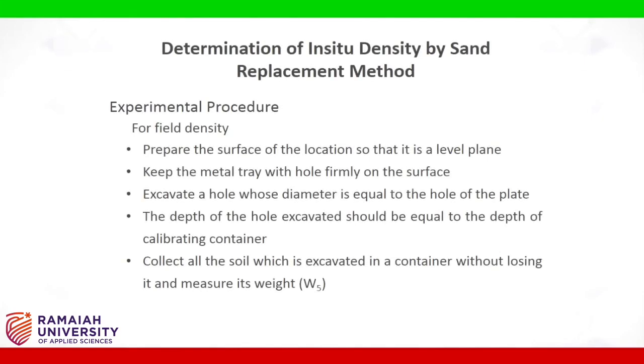For field density, prepare the surface of the location so that it is a level plane. Keep the metal tray with hole firmly on the surface. Excavate a hole whose diameter is equal to the hole of the plate. The depth of the hole excavated should be equal to the depth of the calibrating container. Collect all the soil which is excavated in a container without losing it and measure its weight, W5.